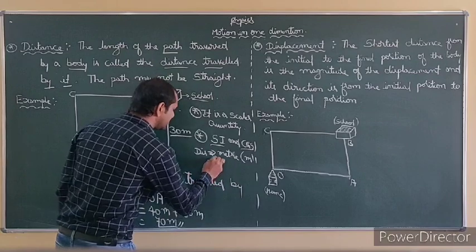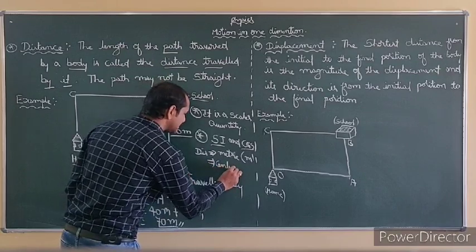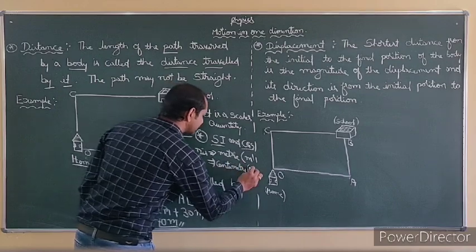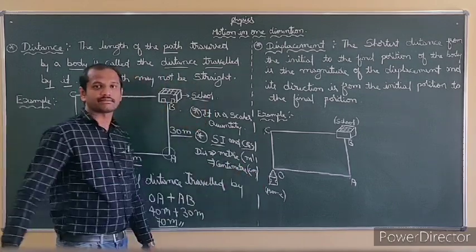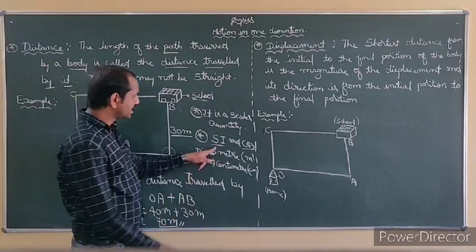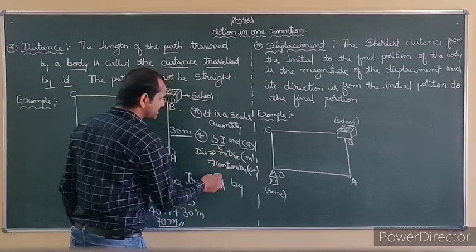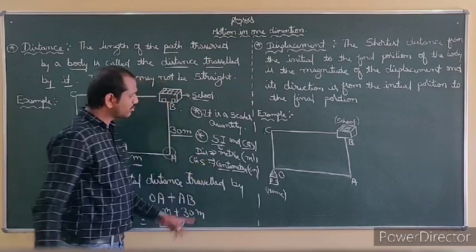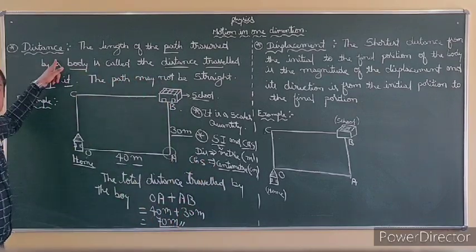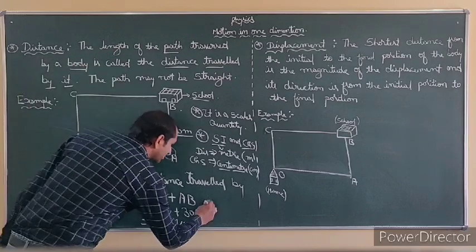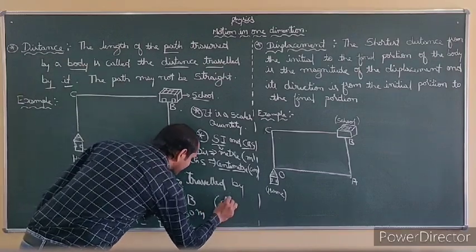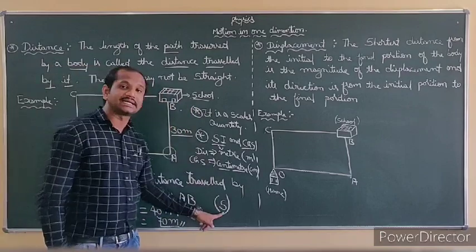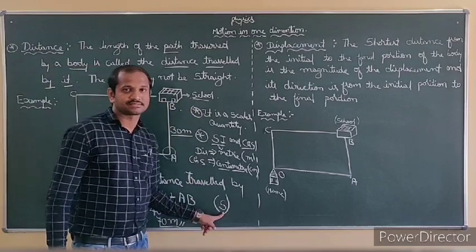Then what is the CGS unit? The CGS unit is nothing but centimeter, denoted by small cm. Understood? The SI unit of distance is meter. The CGS unit is centimeter. Now one more thing. How do you denote distance? The distance is always denoted with the letter S.